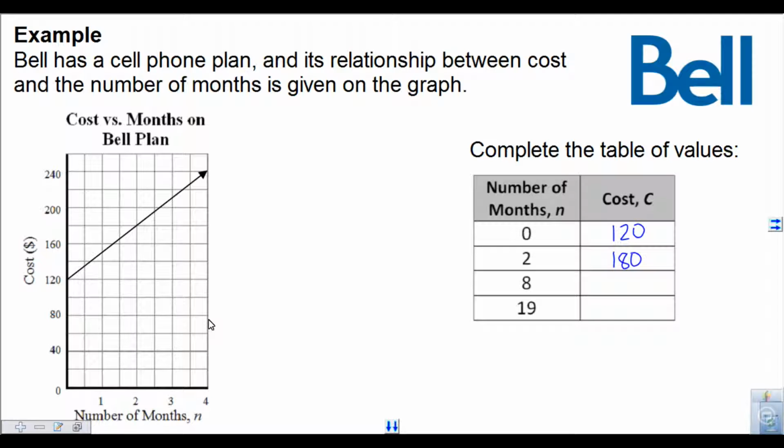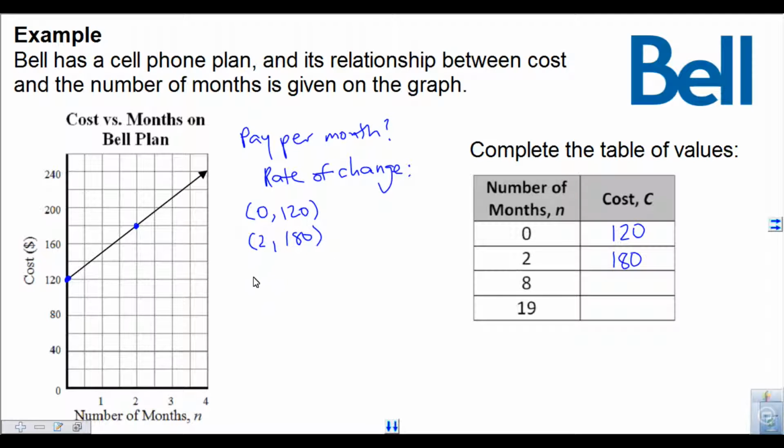So let's figure out how much you pay a month. What do you pay per month? Well, we can figure that out by calculating the rate of change. So let's go ahead and do that. Remember, you have to pick 2 points to calculate the rate of change. I'll pick this first point here, that's 0, 120. And I have to pick another point here. Let's just pick this point, 2, 180.